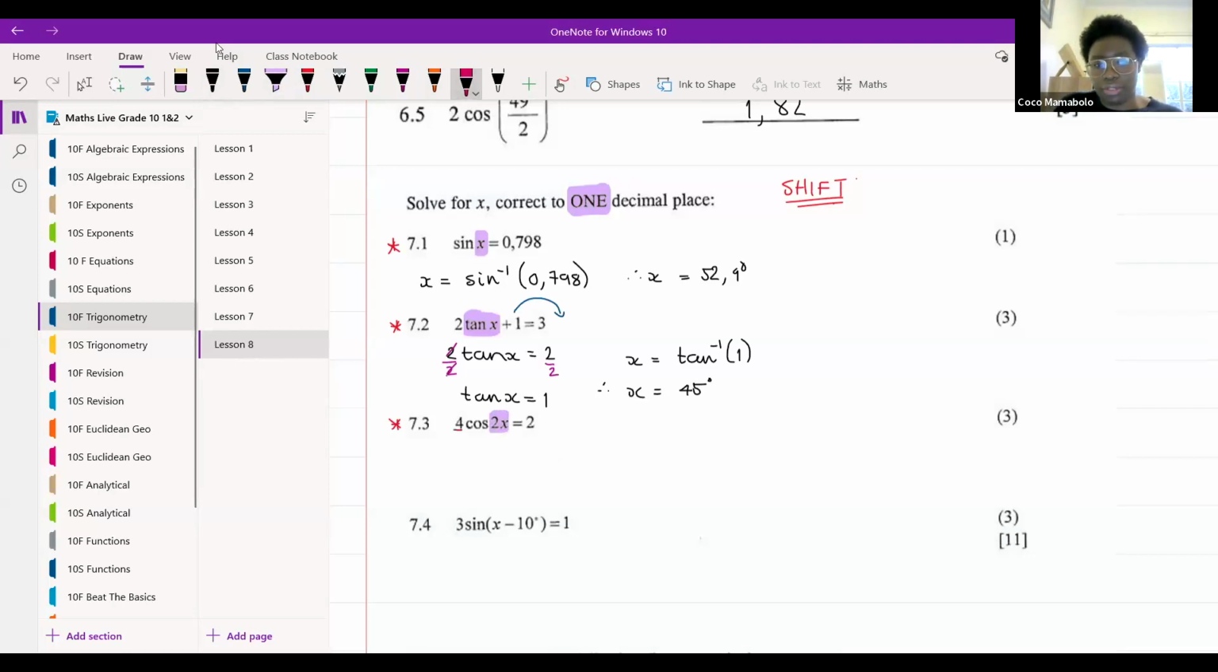So I'm going to take 4 over, divide by 4 on both sides. And then I'm going to end up with cos of 2x is equal to 2 over 4, which will give me a half. Right. Now, if I put this into my calculator, I'm going to say 2x is equal to arc cos of a half. And my calculator will give back 2x is equal to 60 degrees.